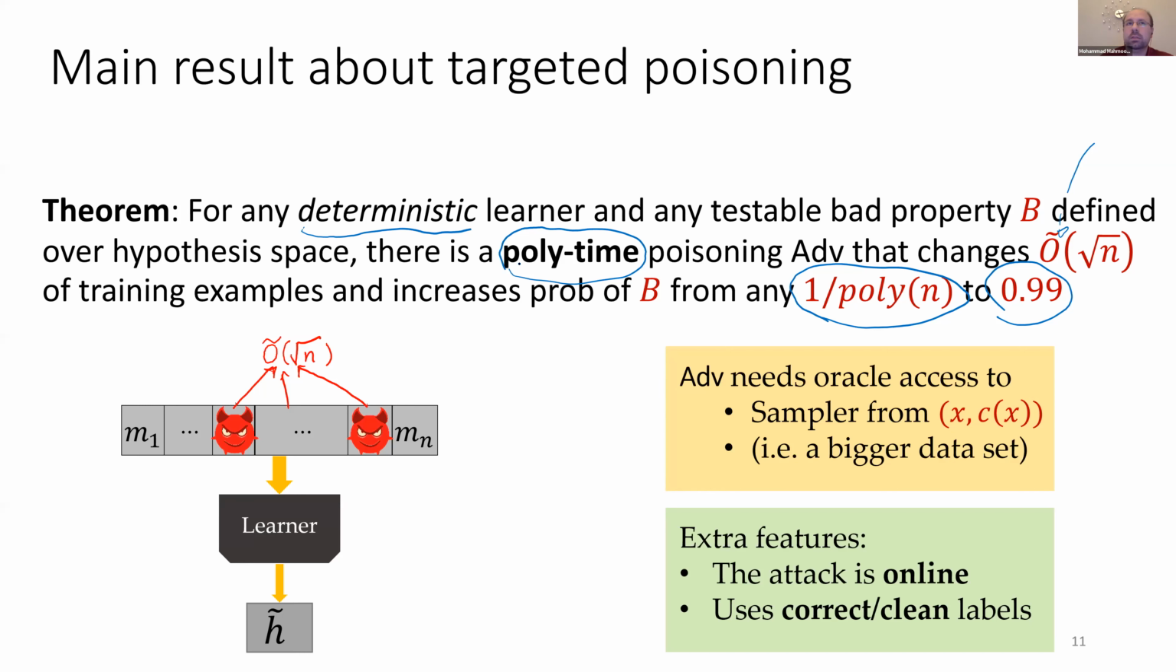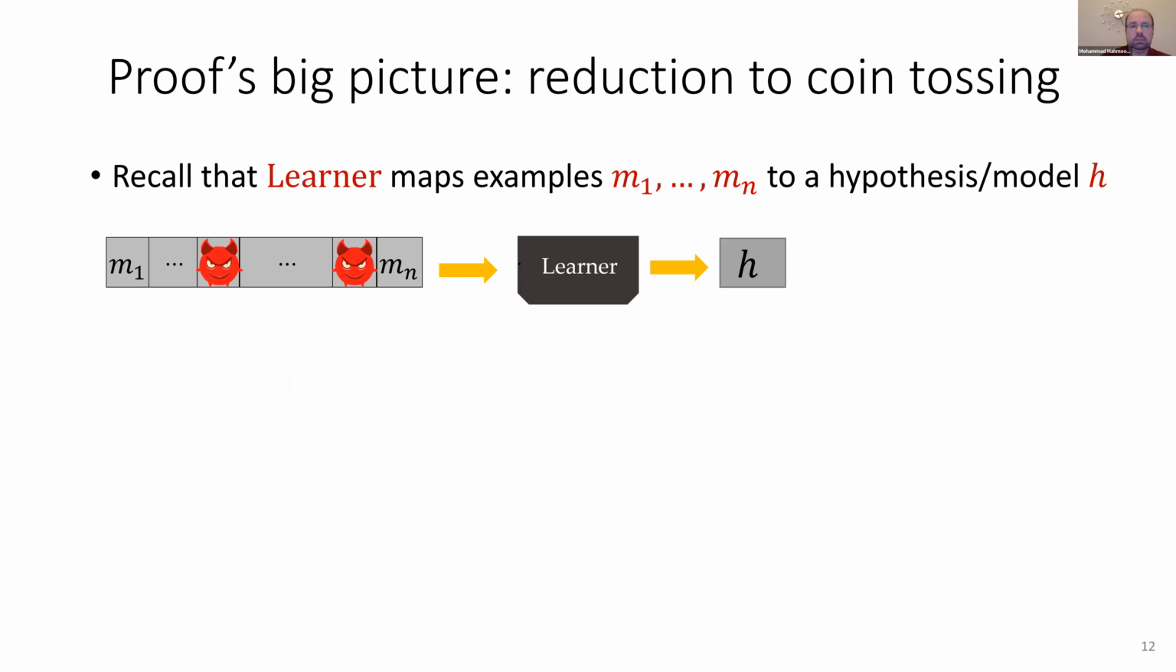So this is the main result about the targeted poisoning attack. And I'm going to eventually show you how to derive it from a coin tossing attack, where the reduction is not that hard, but the interesting thing is actually how to get those coin tossing attacks. Okay, so at a very high level, the proof is by reduction. I want to design a coin tossing protocol such that if I can attack it, I would be able to attack this learning process and end up increasing the probability of this bad property defined over the hypothesis.